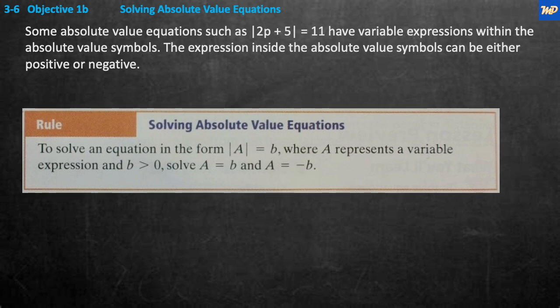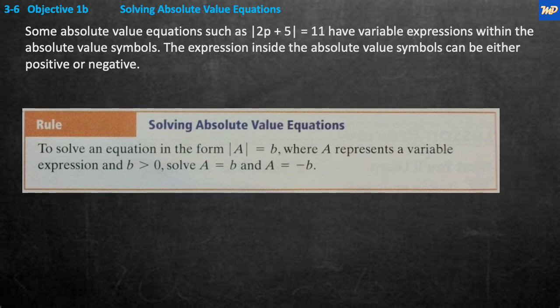Okay, objective 1B, it's the second slide of solving absolute value equations. Some absolute value equations, such as the absolute value of 2p plus 5 equals 11, have a variable expression within the absolute value symbols. The expression inside the absolute value symbols can be either positive or negative, because the absolute value is going to give you a positive anyway.